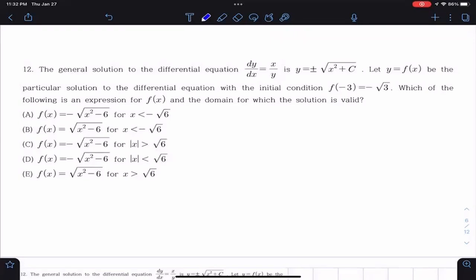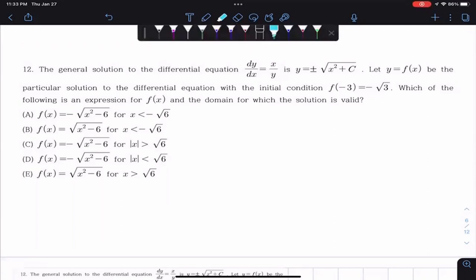Look at problem 12. The general solution to the differential equation dy over dx equals x over y is y equals plus or minus the square root of x squared plus c. Let y equal f(x) be the particular solution to the differential equation with the initial condition f(-3) equals minus the square root of 3. Which of the following is an expression for f(x) and the domain for which the solution is valid?